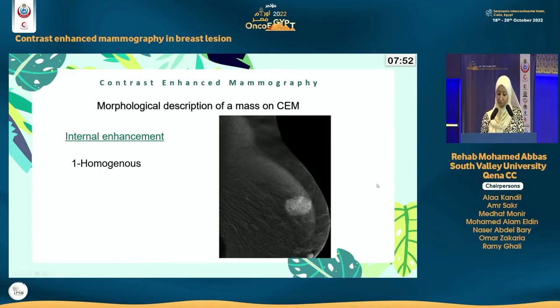عندنا ليجن dense lesion more or less well defined margins بتاعته.